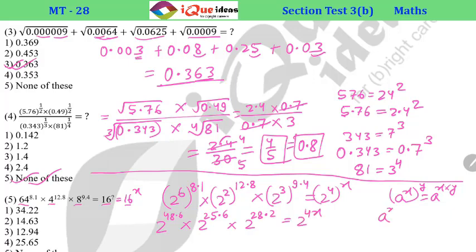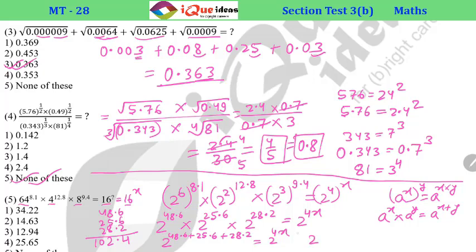We also have a rule which says a raised to the power x into a raised to the power y is equal to a to the power x plus y. So here on the left hand side all the powers will get added. So we will have 2 to the power 48.6 plus 25.6 plus 28.2, and all that is equal to 2 raised to the power 4x. Right? So on the left hand side if you add all the powers 48.6, 25.6, and 28.2, let's see how much we get. 6, 6, 12 and 2, 14. So 4 here, 1 carry forward. 8 and 5, 13 and 8, 21. 21 and 1, 22. So 2 carry forward, 2, 2, 4, 4, 8 and 2, 10. So 102.4 we get on the left hand side.